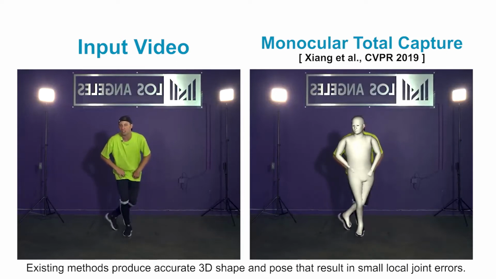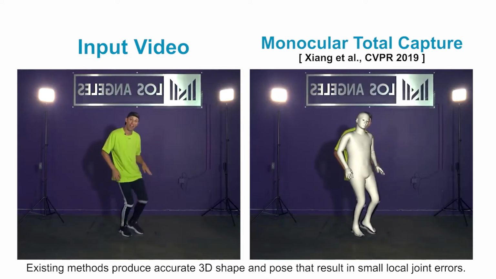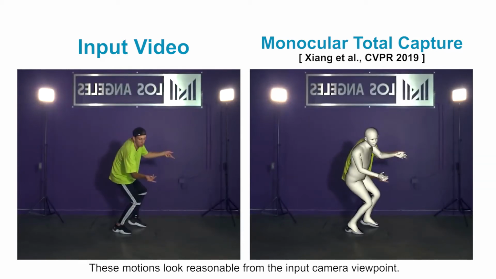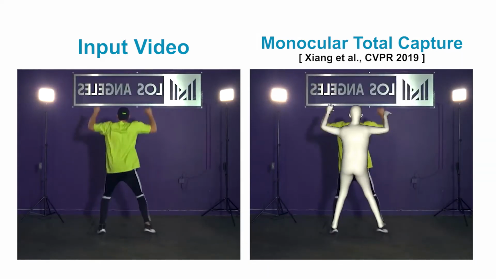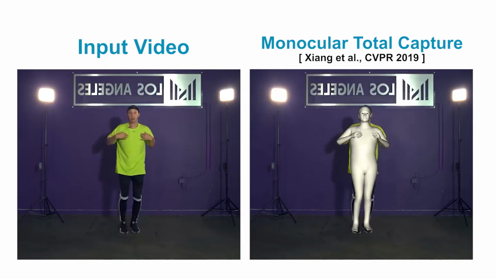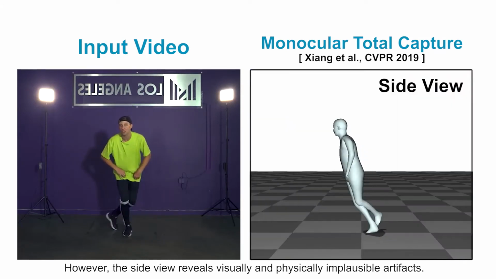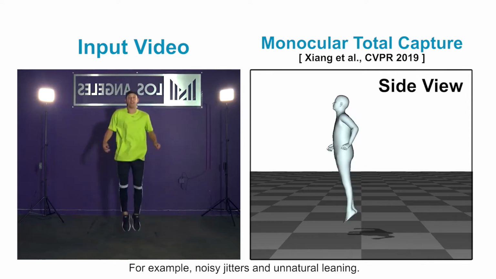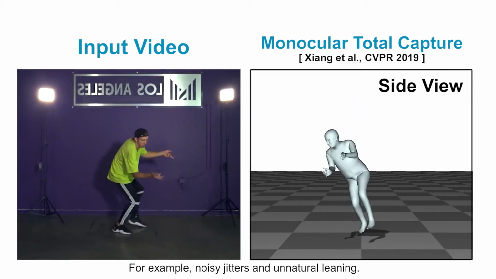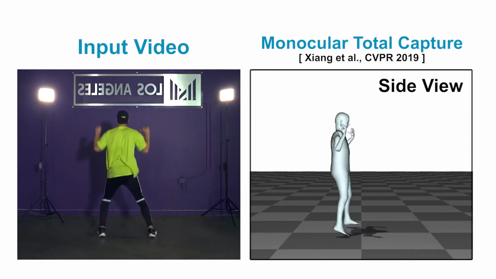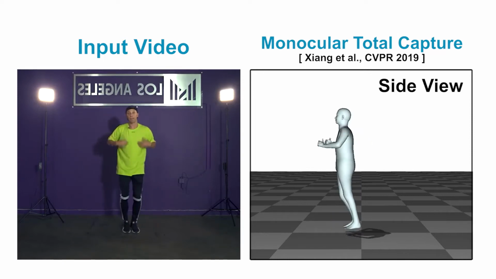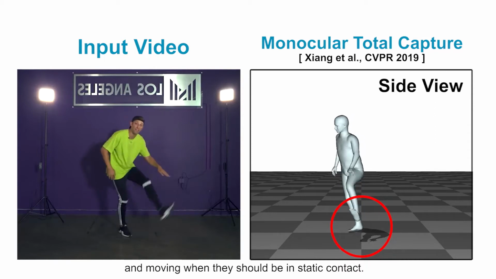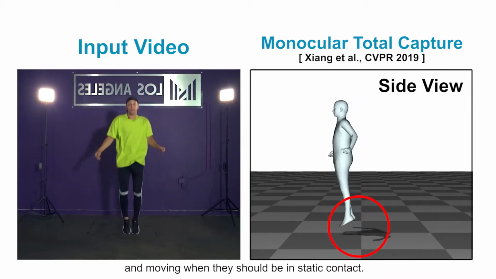Existing methods produce accurate 3D shape and pose that result in small local joint errors. These motions look reasonable from the input camera viewpoint. However, the side view reveals visually and physically implausible artifacts. For example, noisy jitters and unnatural leaning. We also observe feet floating above or penetrating the floor, and moving when they should be in static contact.